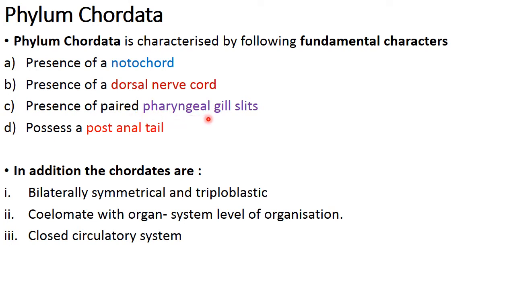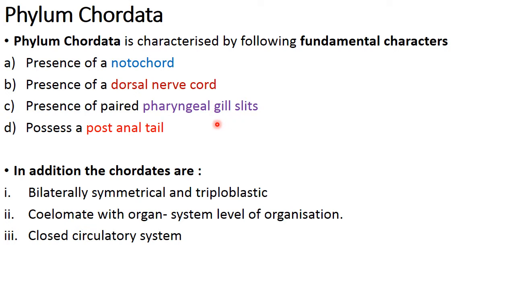What are pharyngeal gill slits? They are simply openings in the pharynx that open to the outside. For aquatic organisms, these pharyngeal gill slits allow the exit of water that enters the mouth during feeding and filter the food from there, which is called filter feeding.